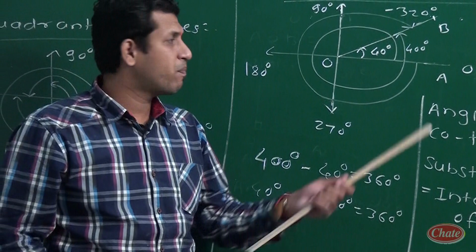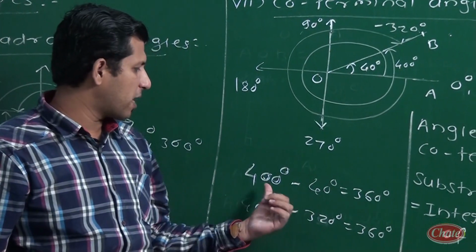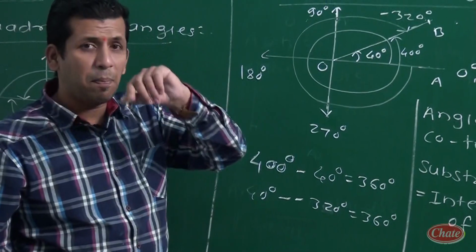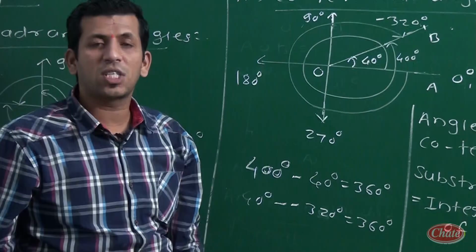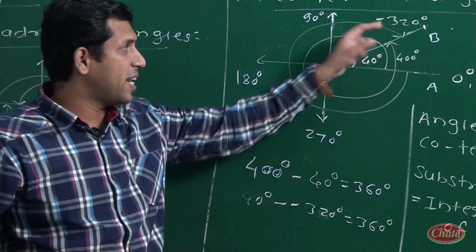Now, see the pair 40 and 400. Subtract smaller angle 40 from greater one. We will get 360. Now take the pair 40 and minus 320. Who is greater? 40 is greater because the other has a minus sign.